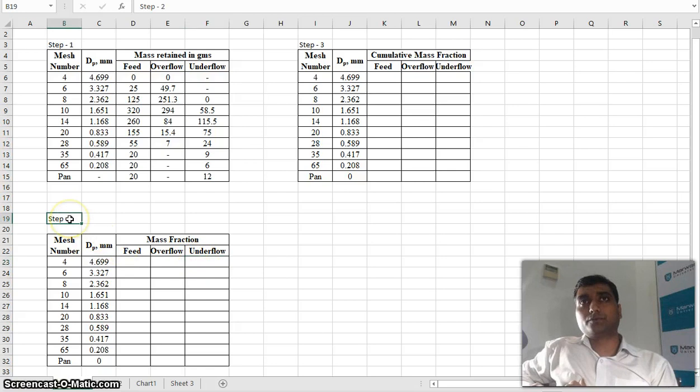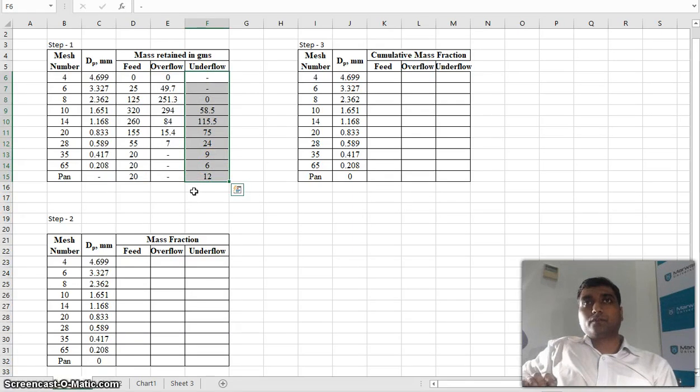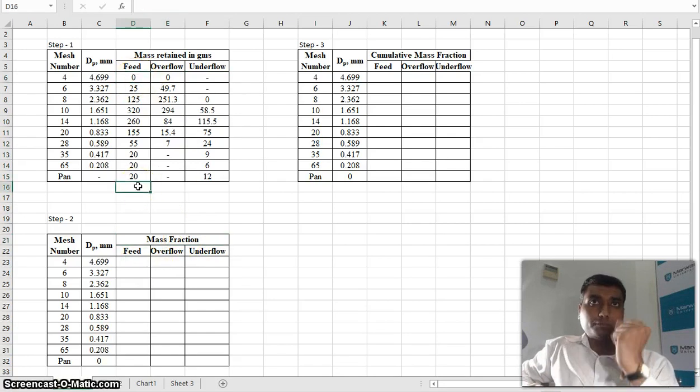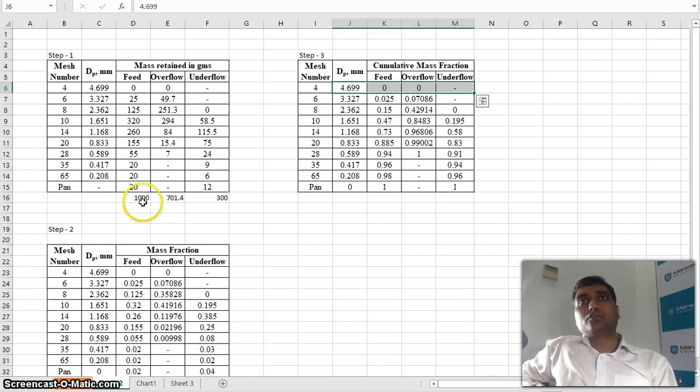This is our step number 2. Initially I will find the summation of the mass retained in grams for the feed, overflow and underflow. Why am I doing so? Because I have to find the mass fraction. Mass fraction will be the individual value divided by the total value of the mass, right? So you will get the values of this. This is my overall 100, a summation of mass retained in grams, right?